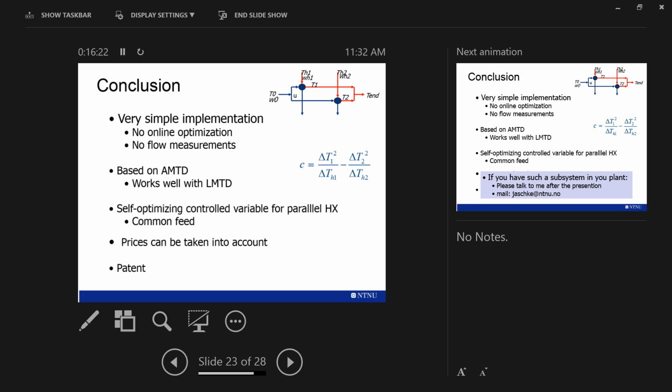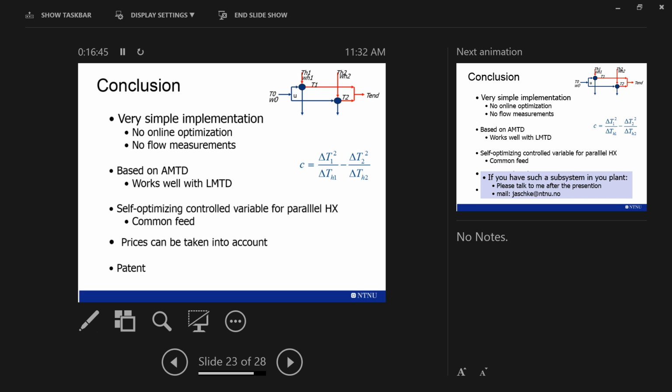That brings me to my conclusion. It's a very simple implementation. We don't need any online optimization and no flow measurements. So we can get the same result as the people at Statoil get with their online RTO. It is a lot simpler. It is based on the arithmetic mean temperature difference, but it works very well also with the logarithmic mean temperature difference.